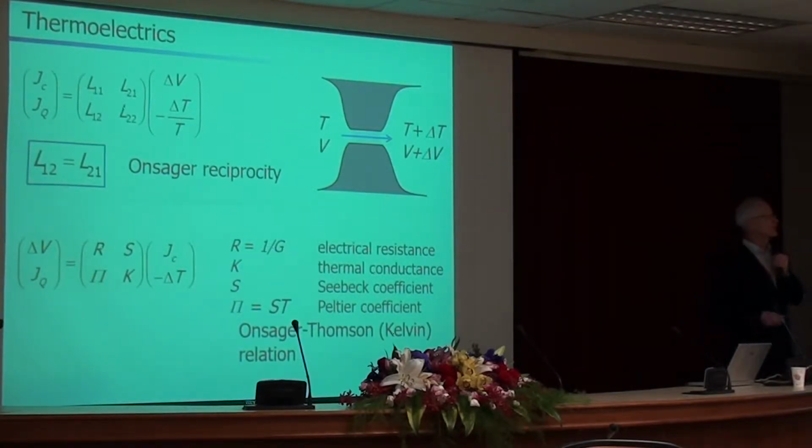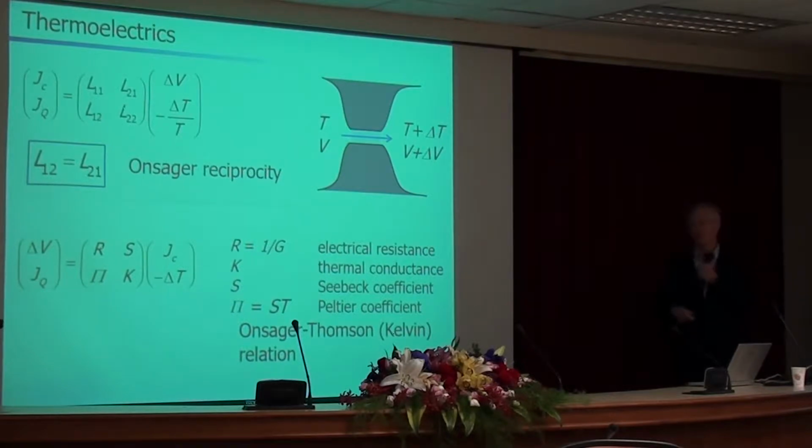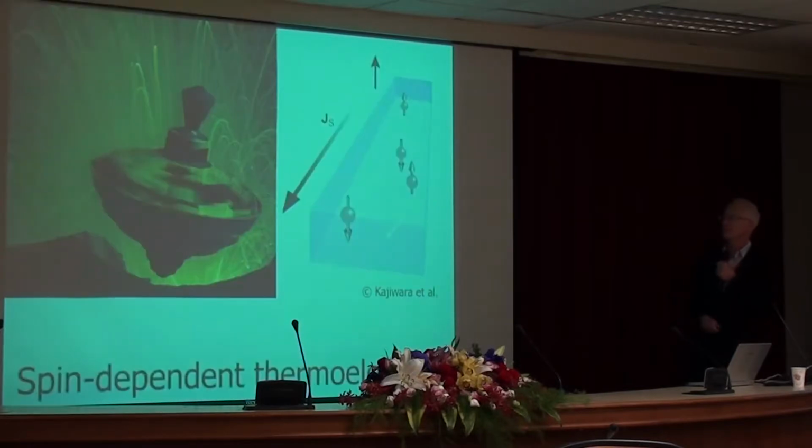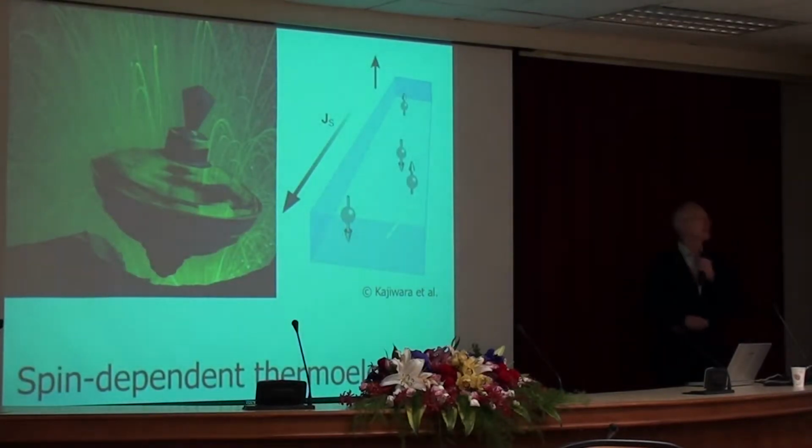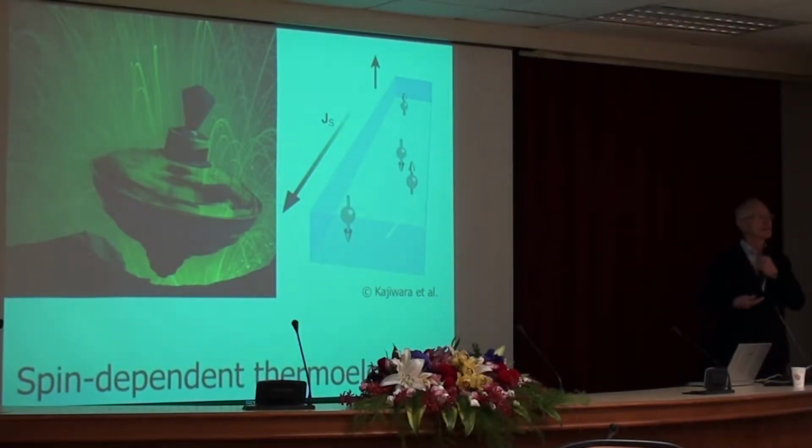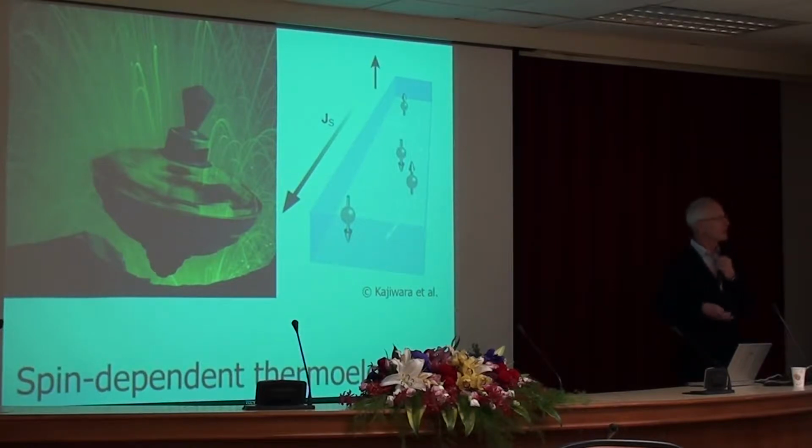These types of relations exist in many areas of physics and chemistry, and that's why Onsager got the Nobel Prize for it. And it's also a very useful principle in spintronics. Next, I would like to discuss the generalization of conventional thermoelectrics to magnetic systems, to spin-dependent phenomena.